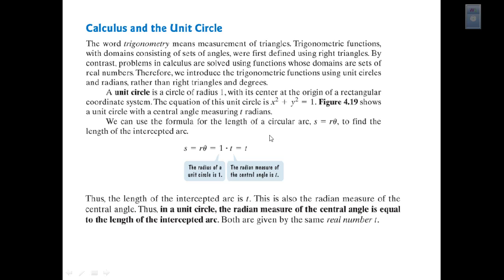Now, as we learned in the last section, the arc length s in that picture can be found by r, the radius, times theta, the angle in radian measure. Well, if the radius is 1, in this case the arc length is exactly the same thing as the radian measure of the angle intercepted. So this is what it boils down to: in a unit circle, the radian measure of the central angle is equal to the length of the intercepted arc.